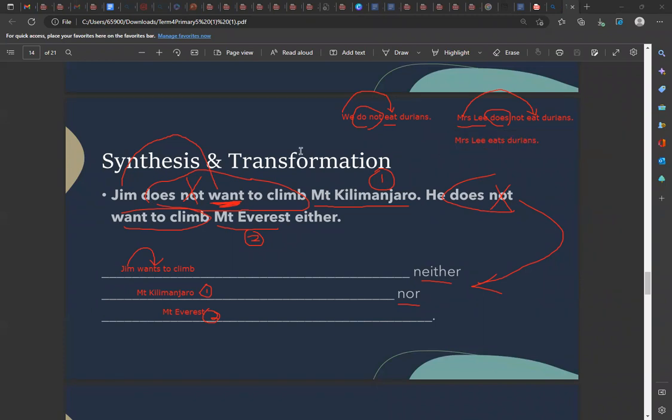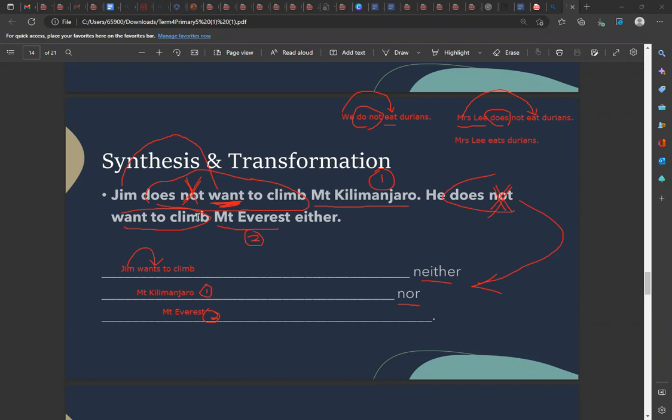Now let's go back to the neither nor type of questions. It is very important for us to delete the word not, otherwise we would not do justice to the original meaning of the question. Because if we do not delete the word not, it actually means the opposite, right? Which is that Jim does not want to climb neither Mount Kilimanjaro nor Mount Everest, which means that he is actually fine with climbing either mountain. So we must be really careful. Let me give you another example to make this really clear.